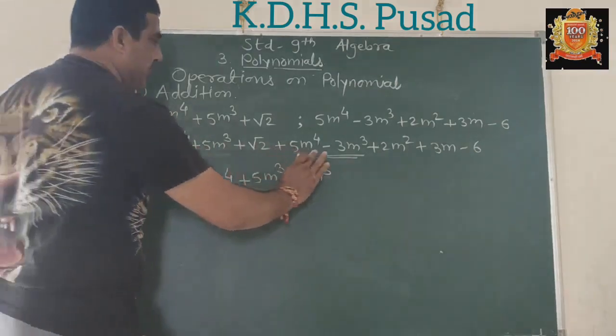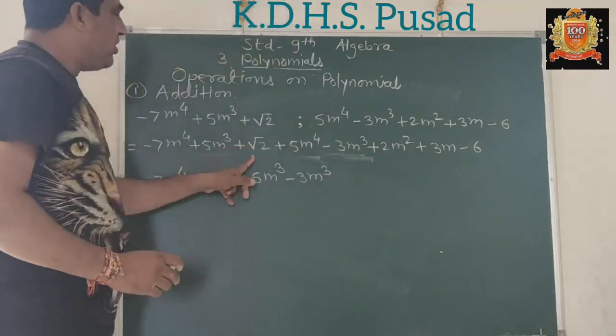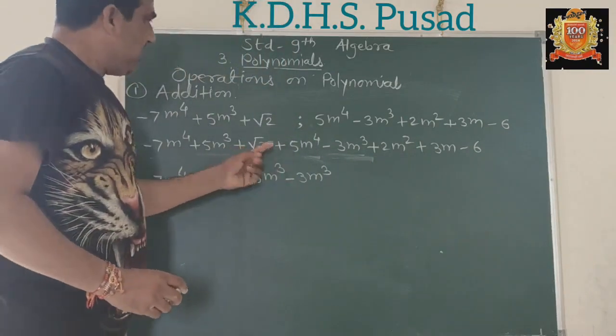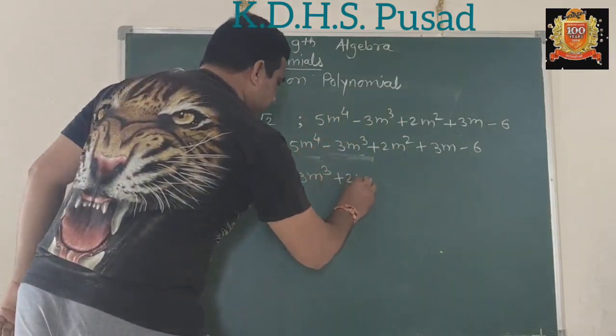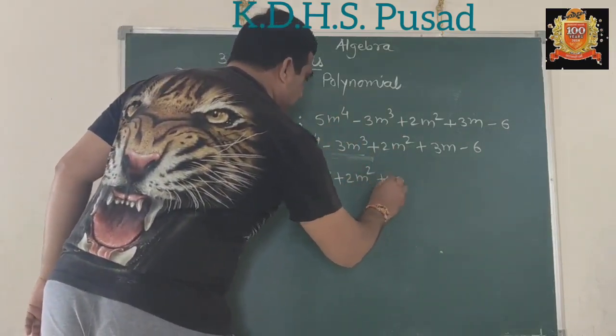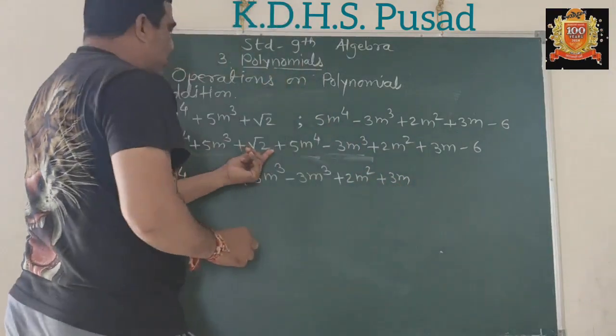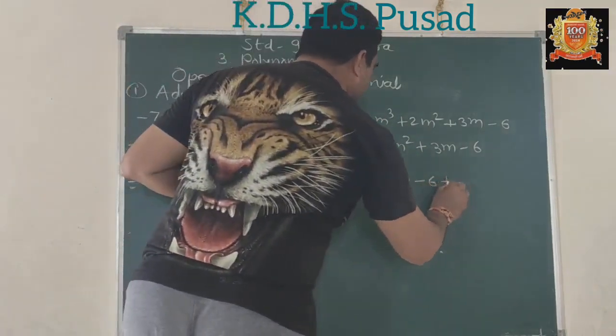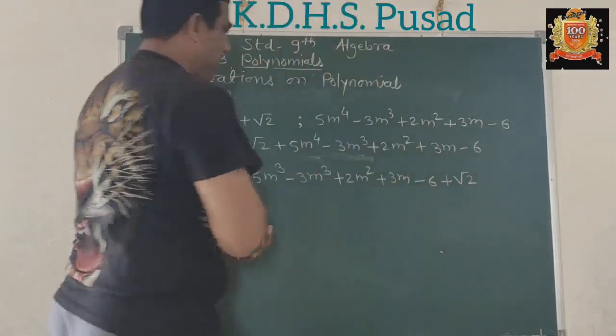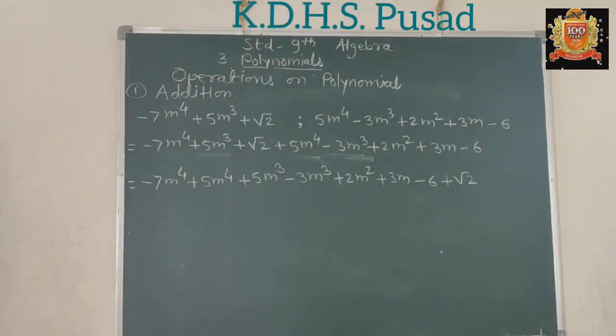And then the remaining terms. Here 2m square, only one term, so write plus 2m square, then plus 3m. And now these two constant terms remaining: this minus 6 and this plus root 2. Okay. So here we have done all the terms.